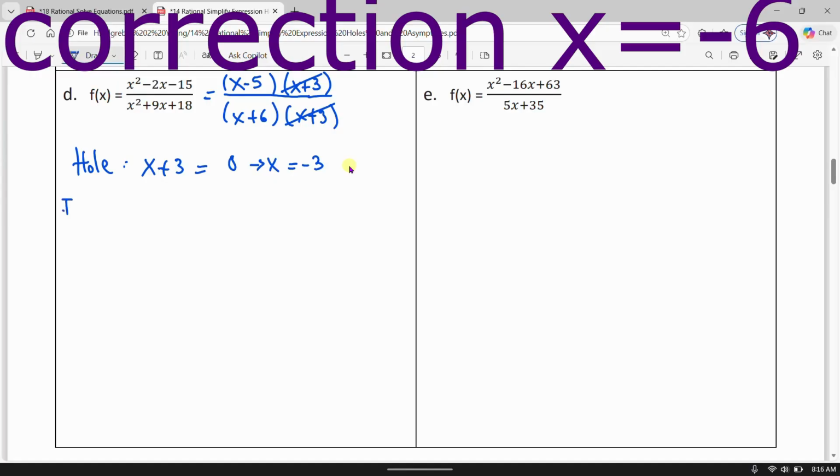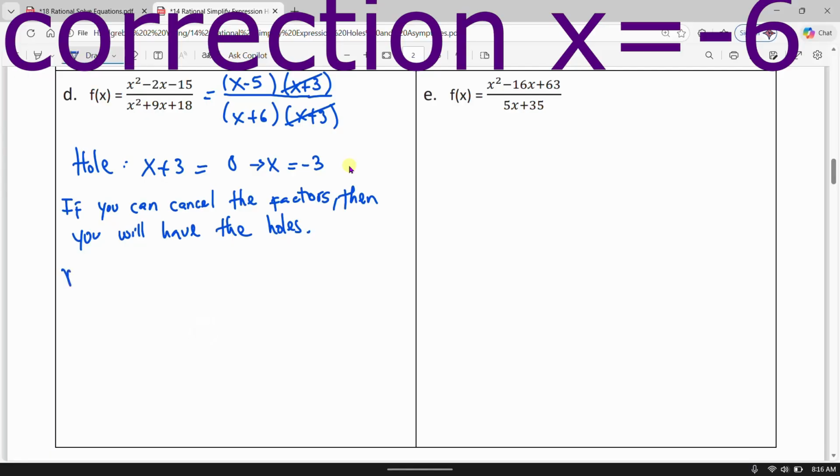Again, if you can cancel the factor, then you will have the hole. So remember, if you can cancel the factor, then you will have the hole.